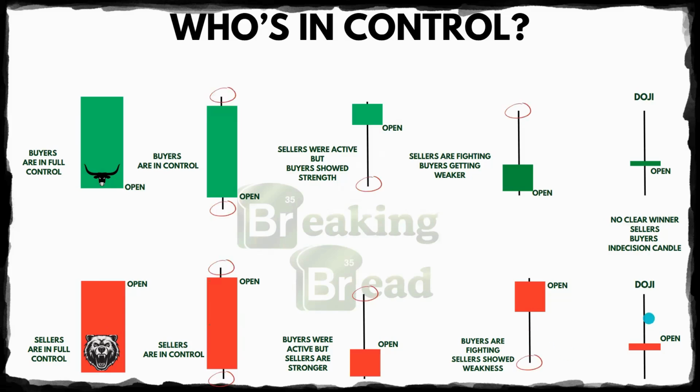And then your last candle here is your doji candle, which as I said is your indecision candle. No clear winner of sellers or buyers in control. So these are the candles you want to stay away from. This shows exhaustion. So be mindful of that.